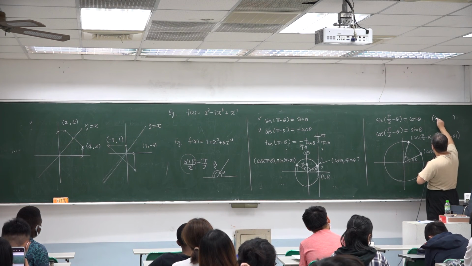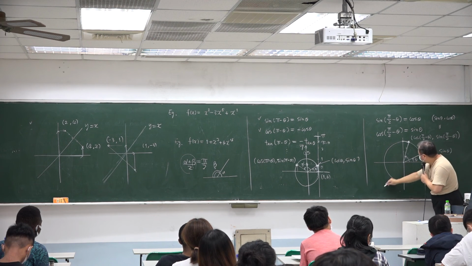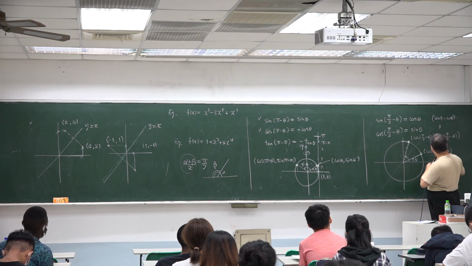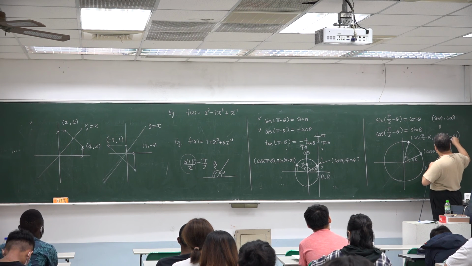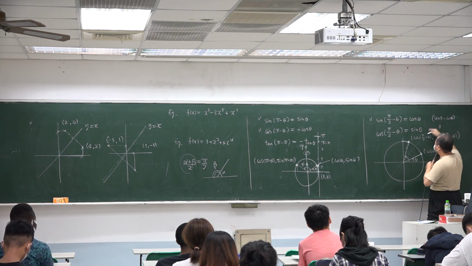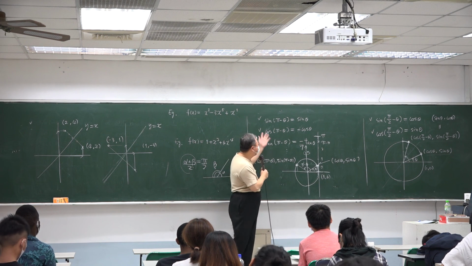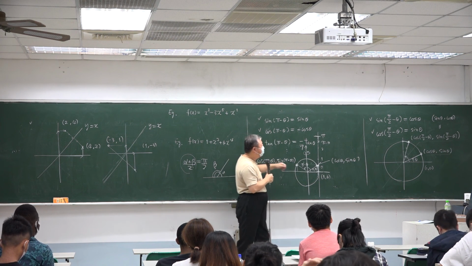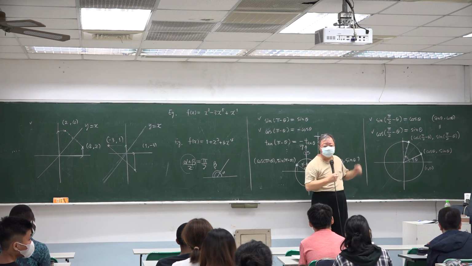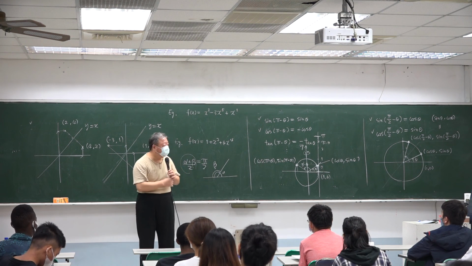Interchange sine, interchange cosine, because these two points are symmetric with respect to y equals x. So we obtain sine half pi minus theta equals cosine theta, and cosine half pi minus theta equals sine theta. So, the supplementary angle formula and the complementary angle formula. Okay.